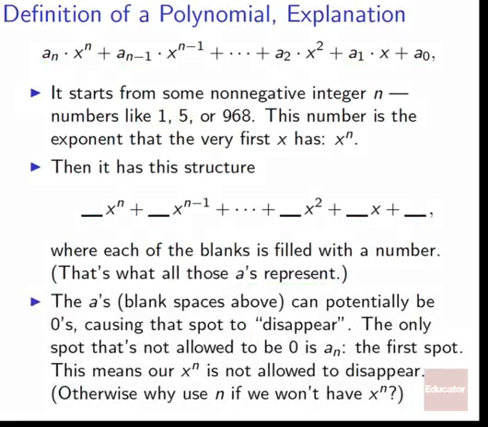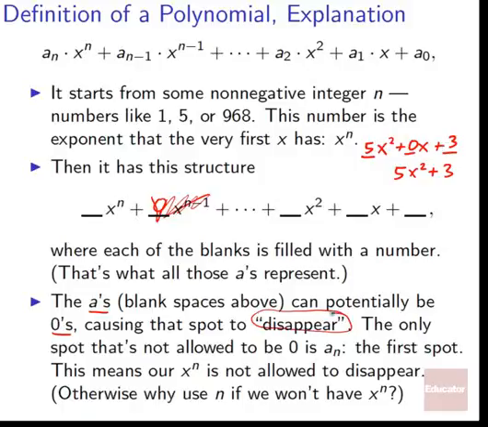And finally, the a's in the blank spaces above can potentially be zero. So if we had a zero here, we'd just knock out the whole thing and pretend it wasn't there. We'd read it as x to the n plus, and then x to the n minus 2 would be next, right? If we have blank x squared plus blank x plus blank and we've got 5x squared plus 0x plus 3, we'd probably just read this as 5x squared plus 3. So if we have an a as a zero, it can cause that spot to just disappear.